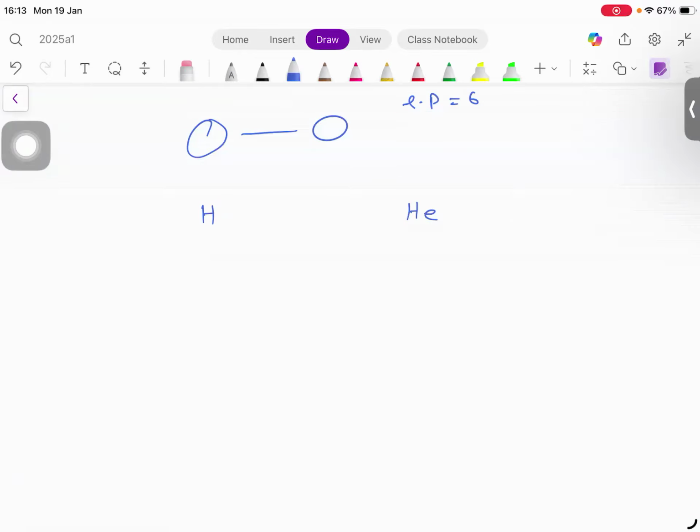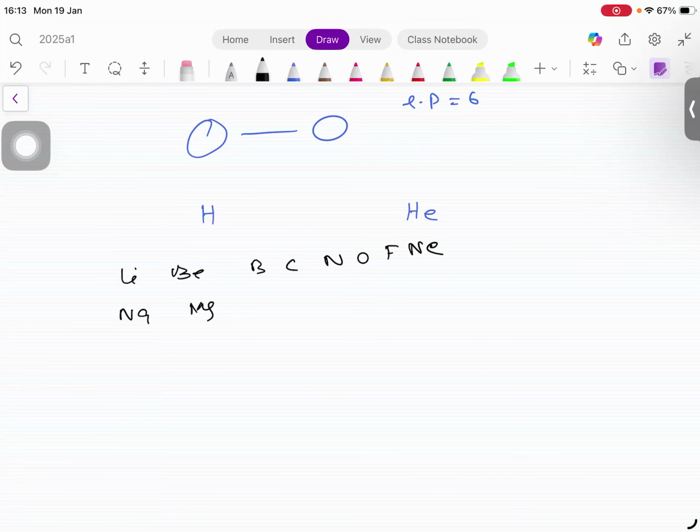This is hydrogen, helium. This is lithium, beryllium, boron, carbon, nitrogen, oxygen, fluorine, and neon. Just one minute. Sodium, magnesium, aluminum, silicon, phosphorus, sulfur, chlorine, and argon. And then potassium and calcium.